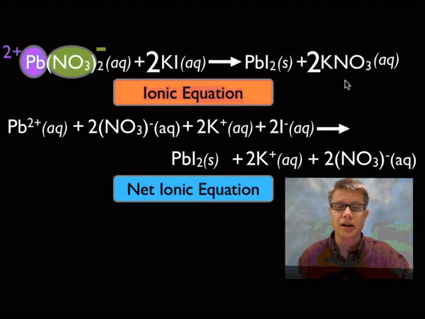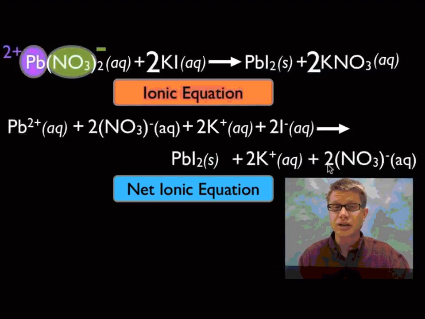That's going to be the net ionic equation. So if we look back at this equation, you can see that we have 2 nitrate ions on the left side, and we also have 2 nitrate ions on the right side. And so they're really not being changed in this reaction. And so we call those spectator ions.